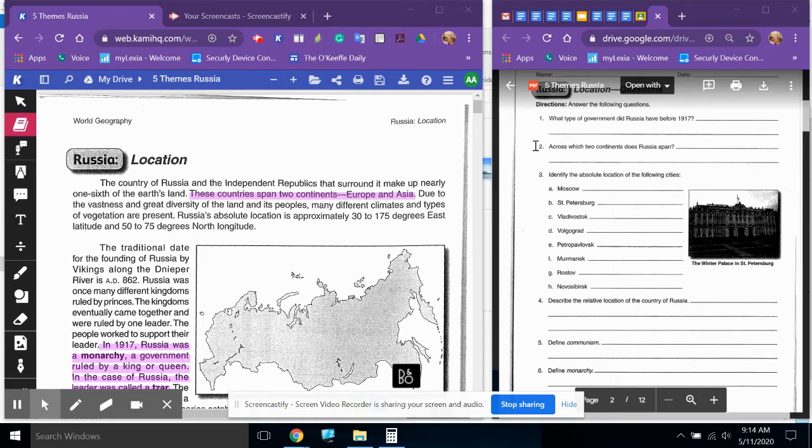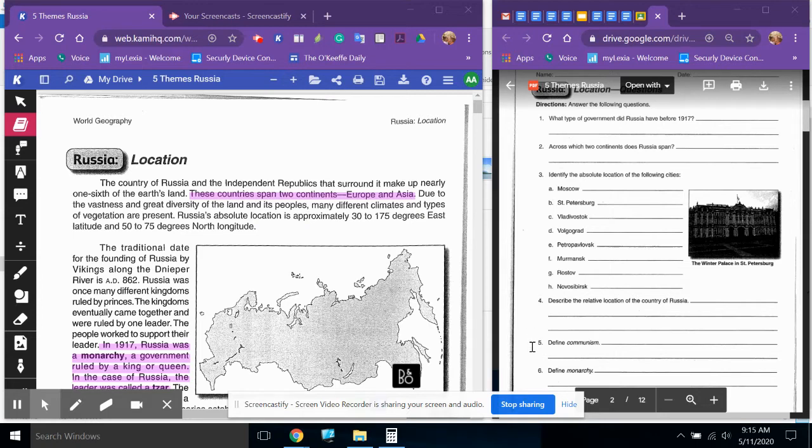Across which 2 continents does Russia span? Identify the absolute location of the following cities. Remember, absolute location refers to the latitude and longitude coordinates of a specific city. You will need to Google this. Describe the relative location of the country of Russia. This is in the reading, but you may want to Google it as well.